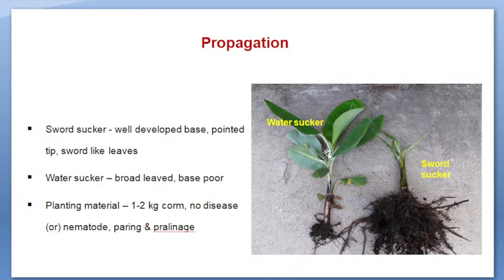So we should not select the suckers based on the external appearance. We should also look at the root development, because this will give good anchorage to the plant. Since banana has a pseudostem, if we select this kind of suckers, that will lead to a lodging problem, and also the yielding ability, the bunch quality and the bunch weight will get reduced. So we can select sword suckers of 1 or 2 kg.